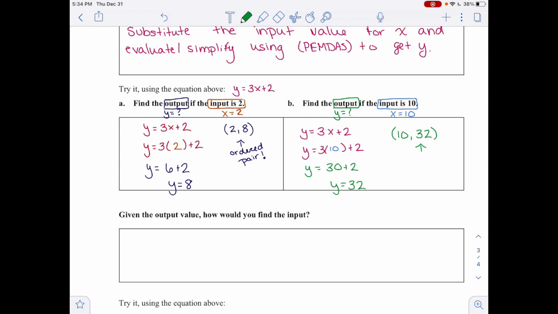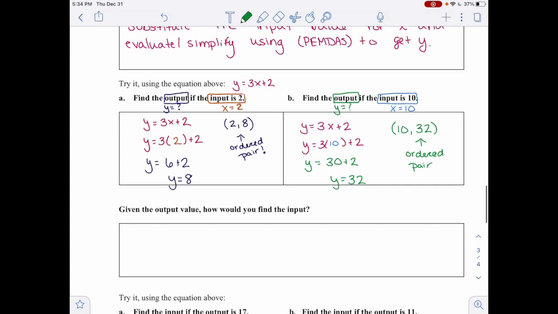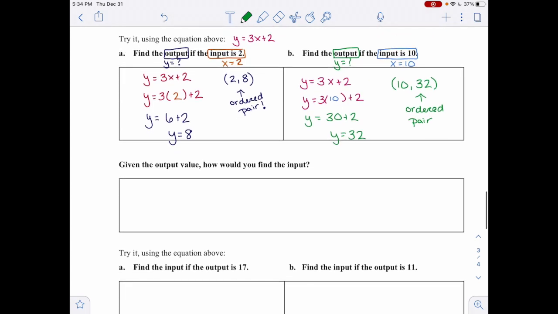Didn't ask you for that, but I figured it would be nice to show you how even from equations I can create ordered pairs, graphs, tables, and more. One more little part here. So we just found the output given the input. Now I want you to find the input given the output. So, sort of going the opposite direction, right?